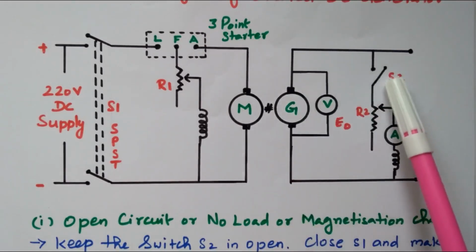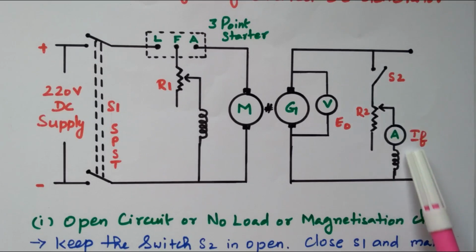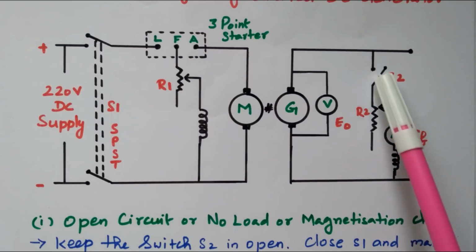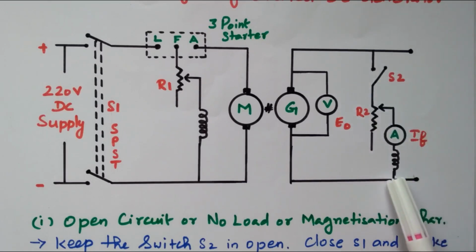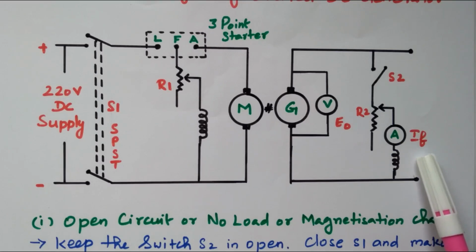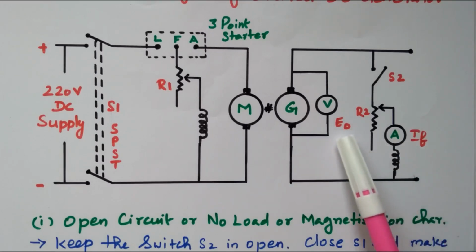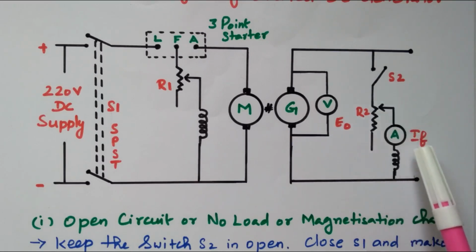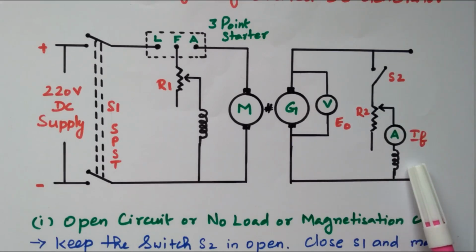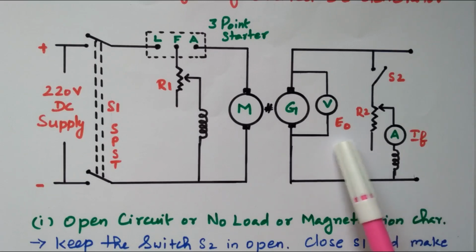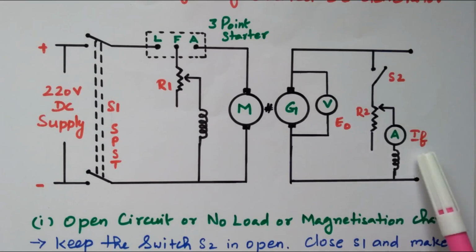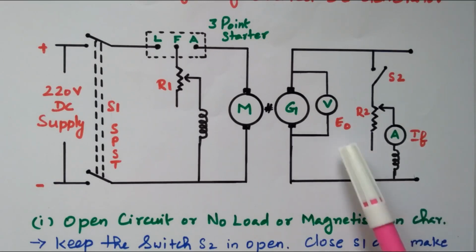But the switch S2 is in open condition. Due to residual magnetism, some magnetic force is available in the field winding. When S2 is closed, the current will start flowing through the field winding. So we can note down the field current value with respect to E0, the no load EMF. By varying R2, we can vary the field current. For every field current, we can note down the no load EMF. Now we have a set of readings of E0 and IF. Using that, we can draw the graph.